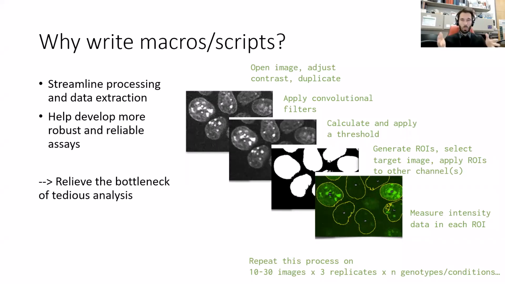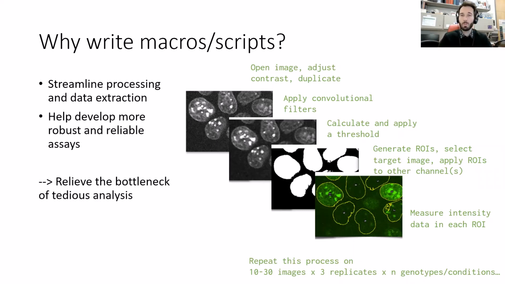So I just have a few steps written out verbosely here on the slide. You've got a bunch of images. This would be a DAPI stain up here. If you want to get the intensity of what's in the nucleus in other cells, you would have to open the image, adjust the contrast to see what you're doing, apply some convolutional filters, and calculate a threshold to determine what is nucleus and what is not. Then from there, you would generate some regions of interest and select those ROIs on a target image, for example, this epigenetic factor here called UHRF1, and then try to measure intensity data in each region of interest.